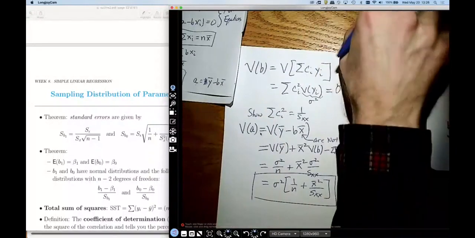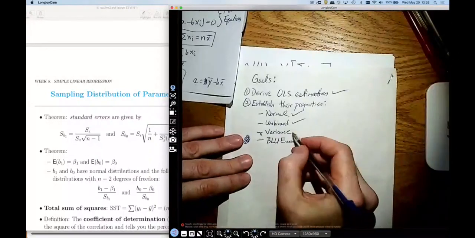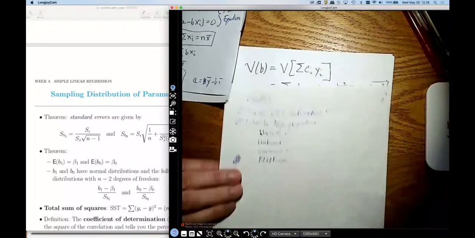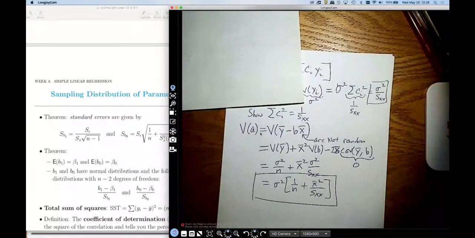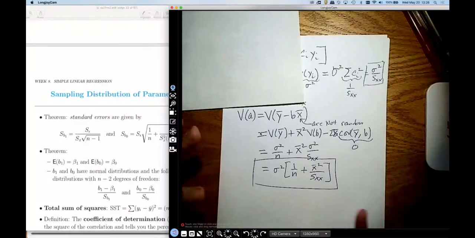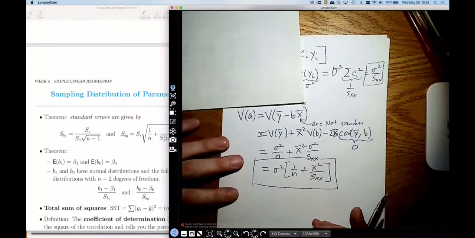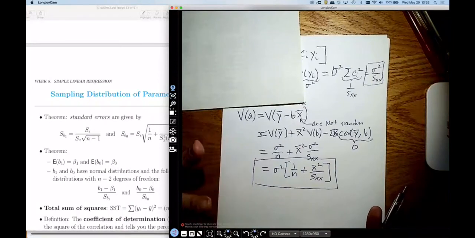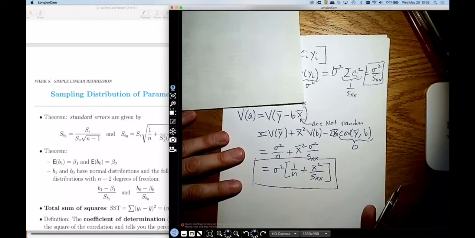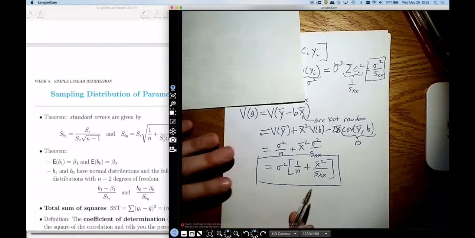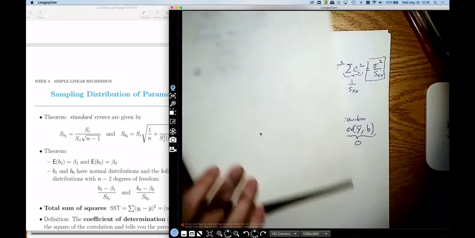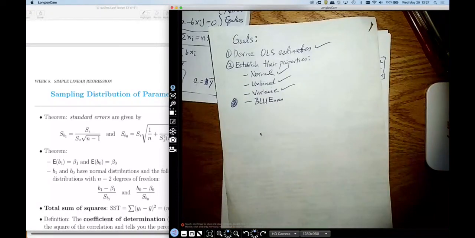So what I'd like to claim is that now we know their variances. Another thing that we need to know is the covariance, but we don't really use that in the basic hypothesis tests that we've been doing. So I'm not going to bother doing that, but that could be another exercise where you find the covariance between A and B.